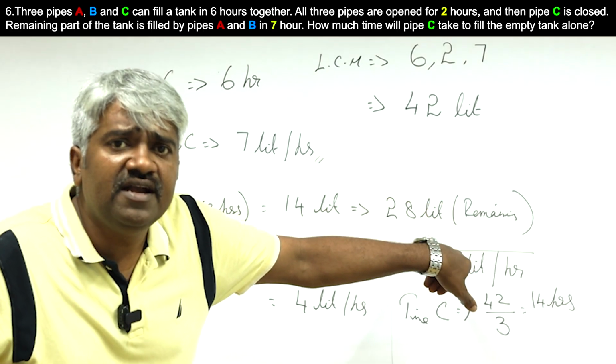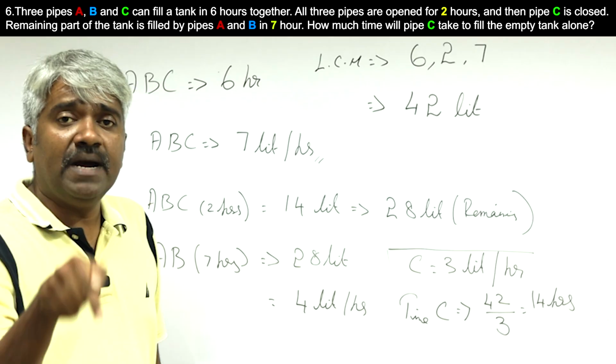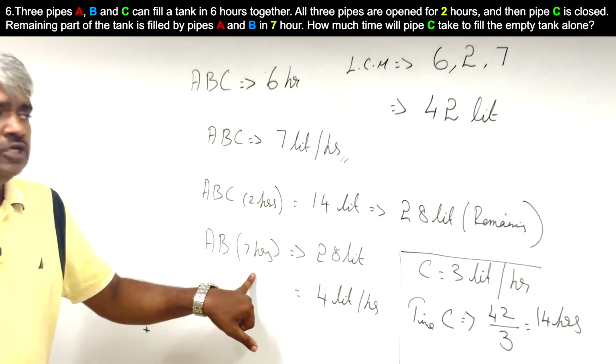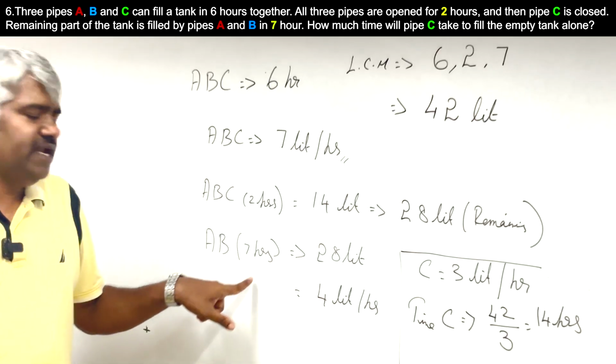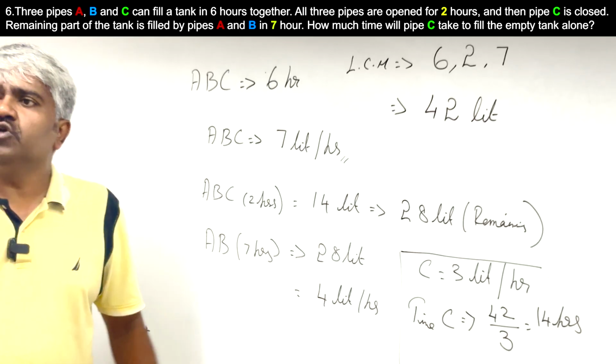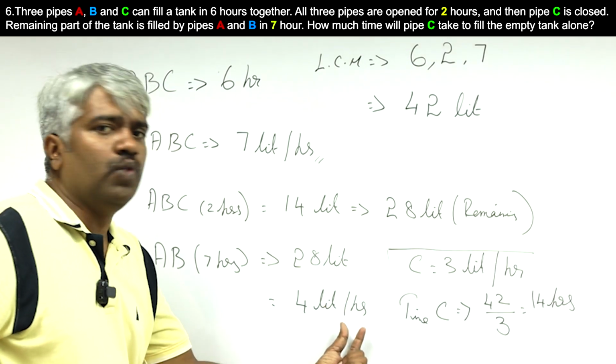Now this 28 liters is going to be filled only by pipe A and pipe B. But both the pipes have to fill the tank within 7 hours. So 28 liters to be completed in 7 hours. So 28 by 7 is 4 liters. So pipes A and B can fill 4 liters in 1 hour.